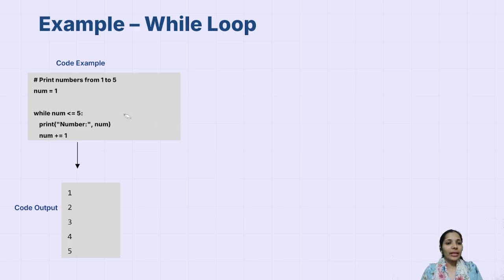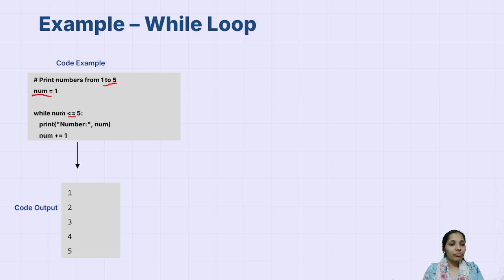Let's give an example for a while loop. We are going to print the numbers 1 to 5. Let's initialize our num variable with 1 because we have to start printing from 1. Let's put the condition: while num less than or equal to 5. The condition less than or equal to indicates that it is going to print the numbers.